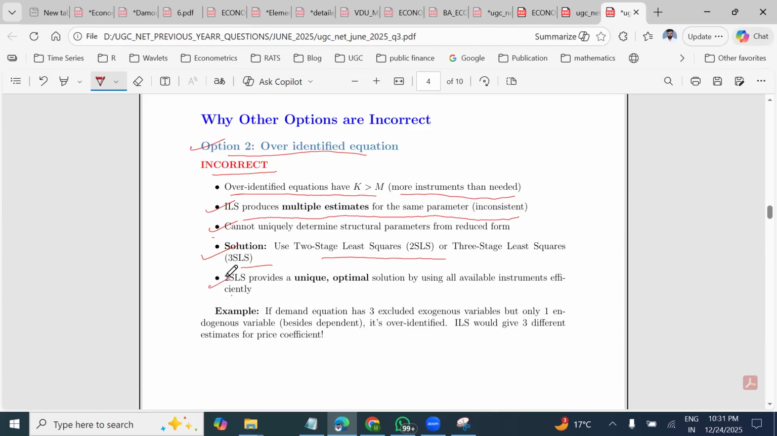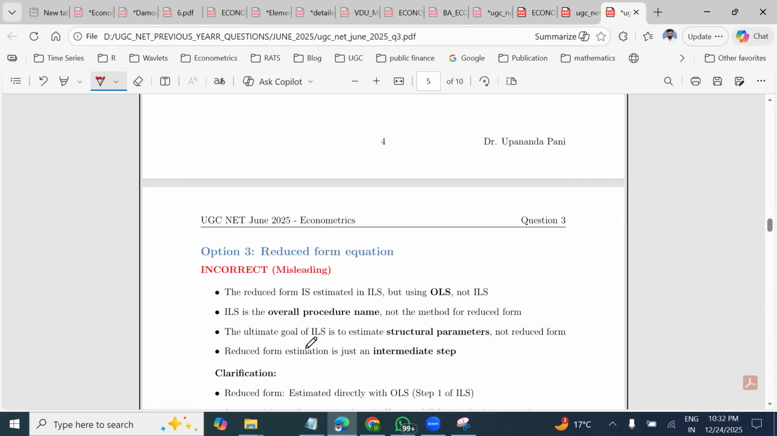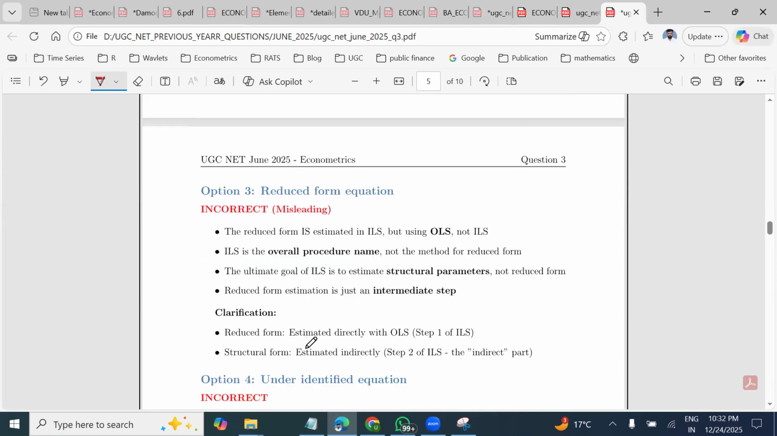So this is something new we are having. 2SLS provides unique optimal solutions by using all available instruments efficiently. In this case, over identified means 2SLS. Now the question is, if the demand equation has 3 excluded exogenous variables but only one endogenous variable besides the dependent variable, it is over identified. Then ILS would give 3 different estimates for the price coefficient. How, we will see when we do an example, it will be very clear.